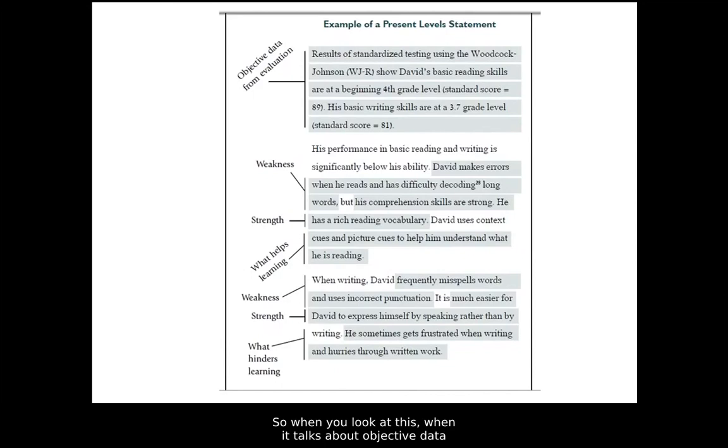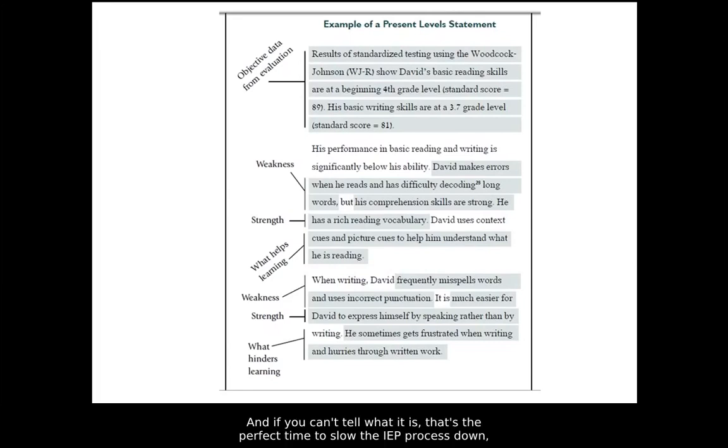So when you look at this, when it talks about objective data for David's reading scores, what questions would you ask? The results of standardized testing using the Woodcock-Johnson show David's basic reading skills are at a beginning 4th grade level. His basic writing skills are at 3.7 grade level. You need to ask questions. If you don't know what a Woodcock-Johnson is, ask what it is. Is it the right assessment to assess David's basic reading level?